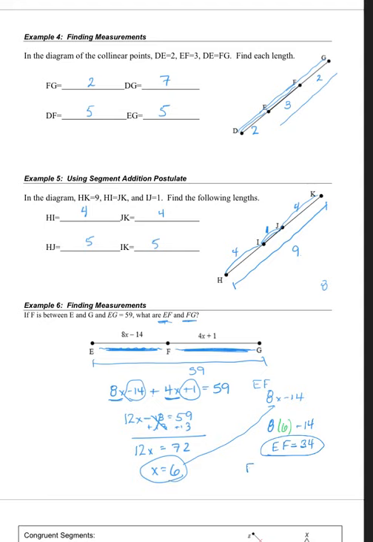Now we're going to find FG. So FG is 4x plus 1. Again, we're going to substitute 6 in for that x. So that gives you 4 times 6 plus 1. So 24 plus 1 tells you that FG is 25. Now if I did it right and I add those numbers, we should get 59. So 34 plus 25 does give us 59, so we know that we've done this problem correctly.